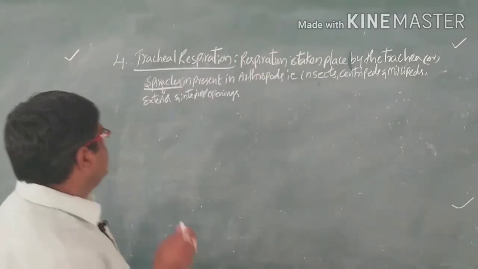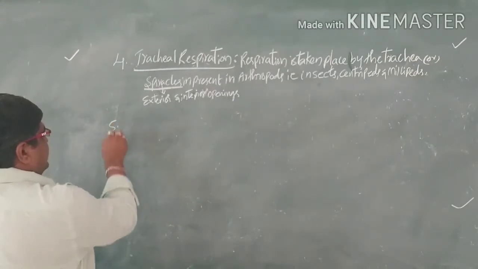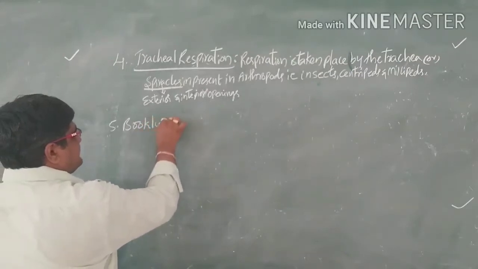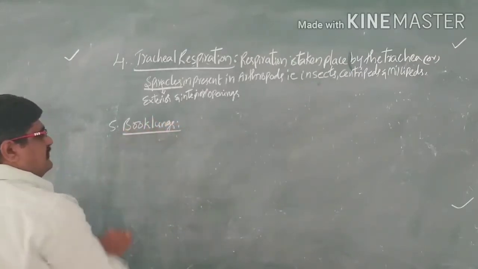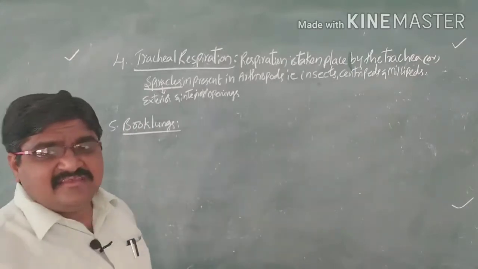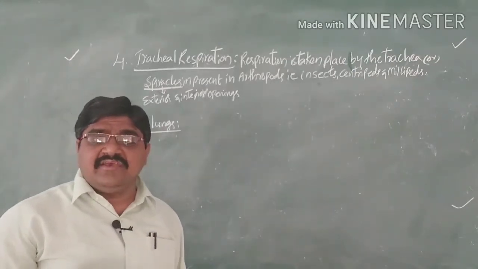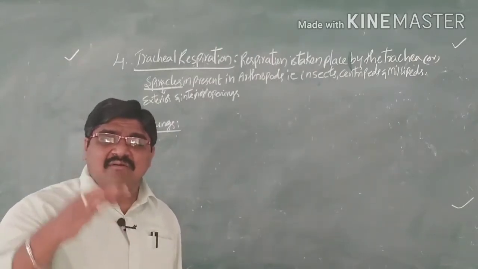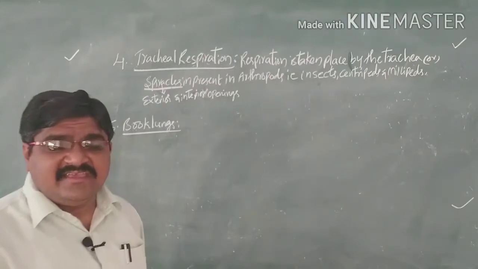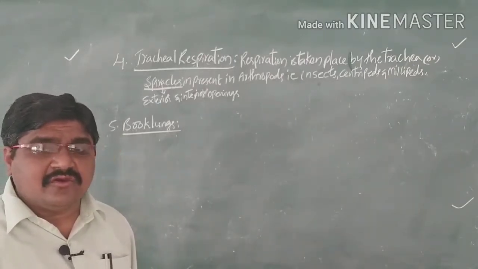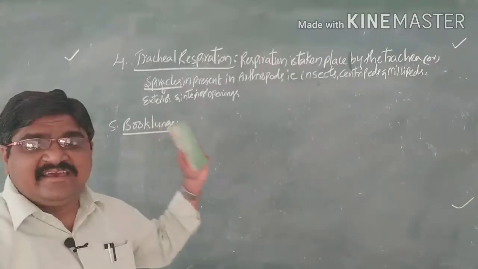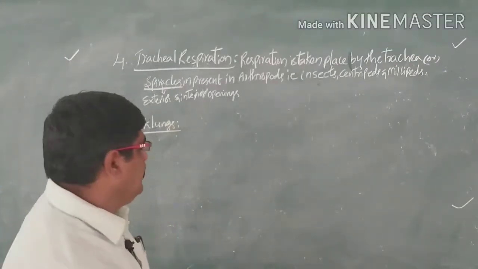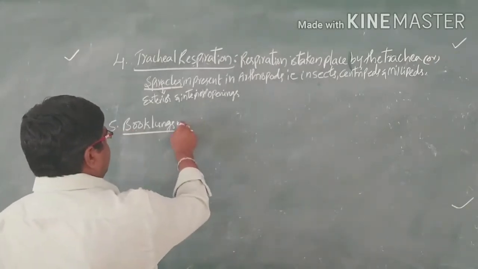Next, coming to the fifth one, that is book lungs. Book lungs are parallelly arranged sheet-like structures like the leaves of a book. The lungs are arranged in the form of a book, parallelly arranged. The sheets of a book are called book lungs, which can be seen in spiders and scorpions. Here the exchange of gases takes place.